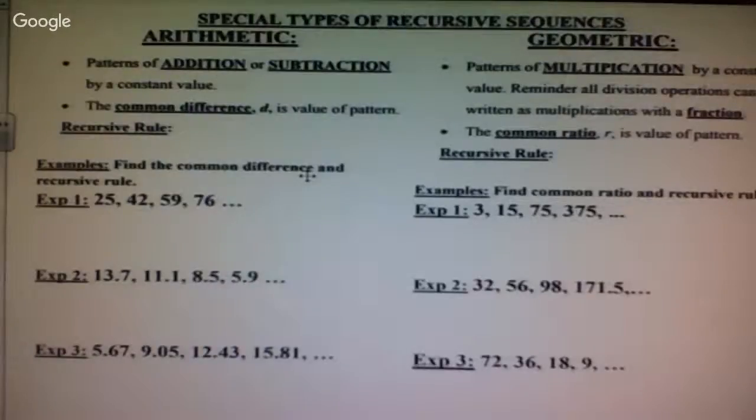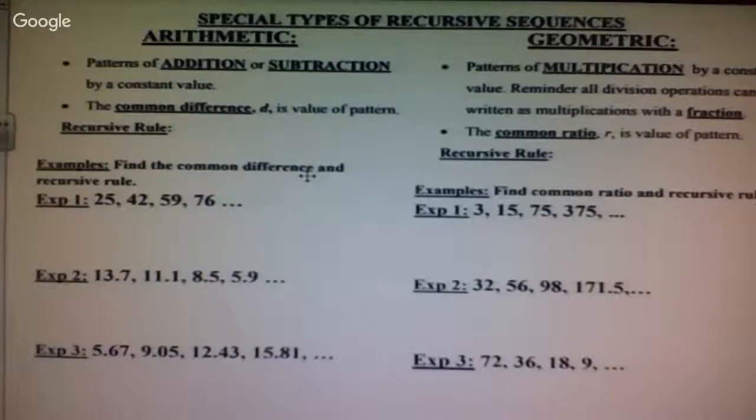All right, there are two very special kinds of sequences that we are going to talk about. These are the only two that you need to know for your test. One is called an arithmetic sequence. What does arithmetic mean? Add, subtract. So an arithmetic sequence is a pattern of addition or subtraction by a constant value. If I start by adding 2, I add 2 every time. If I start by subtracting 7, I subtract 7 every time.